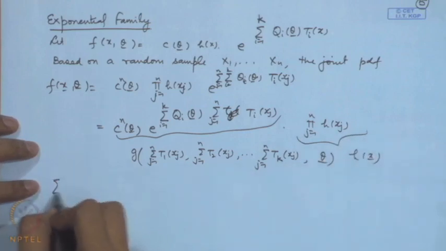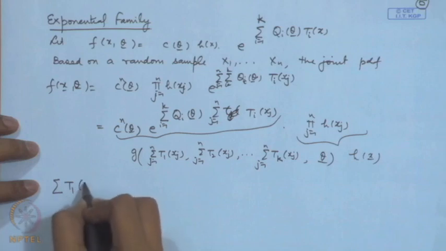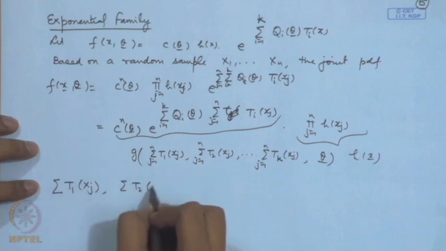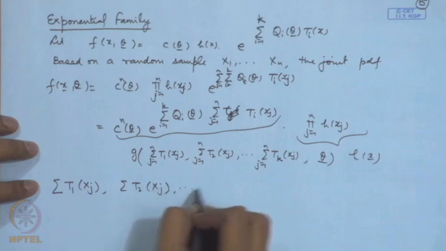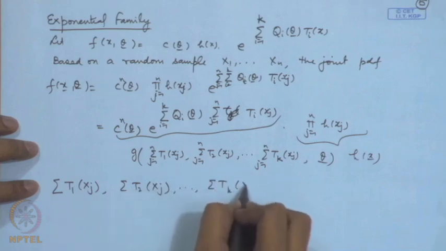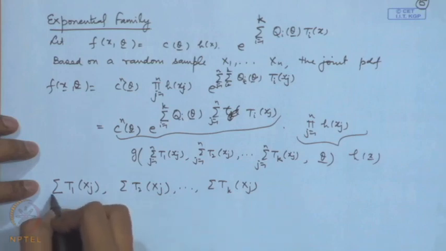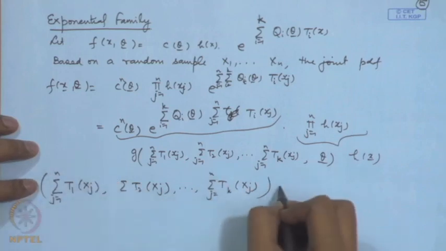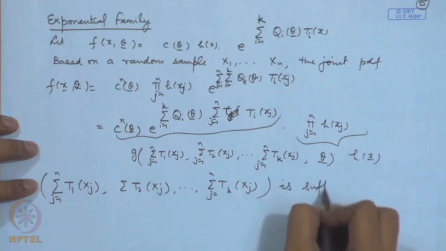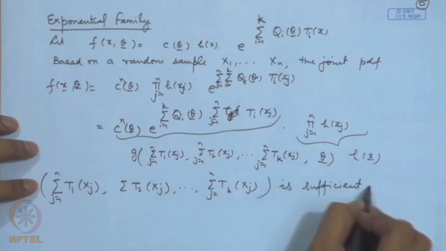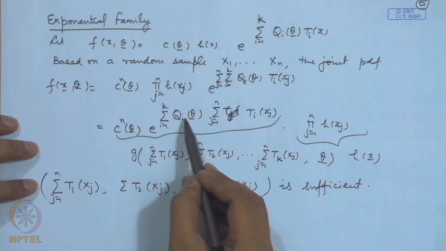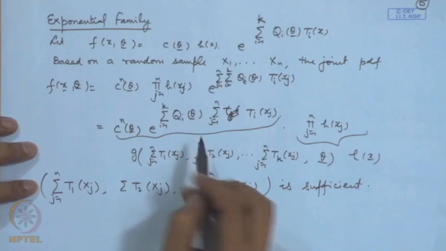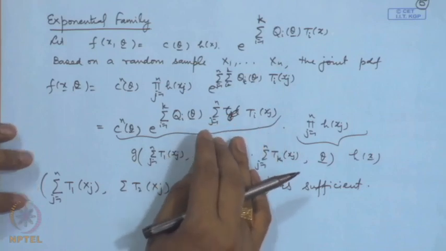So, we conclude that sigma of t_1(x_j), sigma of t_2(x_j), and so on, sigma of t_k(x_j), j is equal to 1 to n, this is sufficient. Of course, when we write like this, we assume that this q_1, q_2 etcetera are linearly independent, otherwise some of the terms can be merged together.